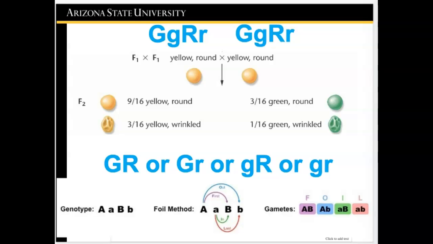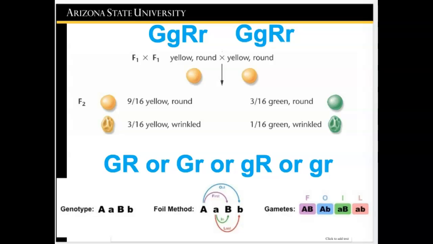In order to determine the possible gametes for a double heterozygous genotype, we must use the FOIL method. Big G, little g, big R, little r can create 4 possible combinations. They are big G, big R; big G, little r; little g, big R; or little g, little r.